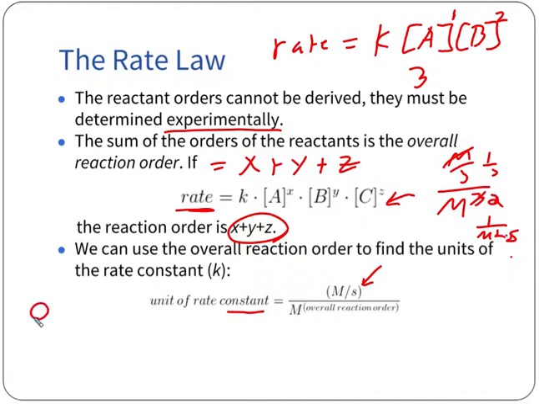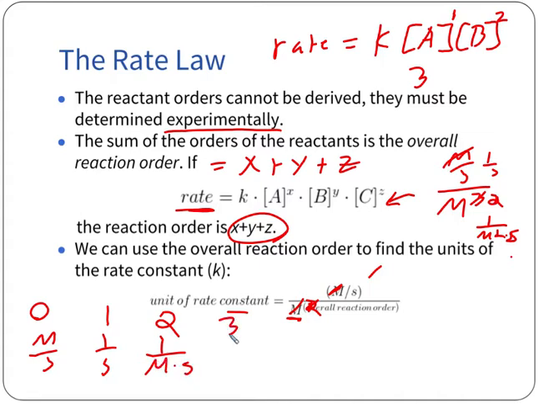So if we had a reaction order of 0, this would just be molar per second over M to the 0 power. That's just 1, so it's just going to be molar per second. If the reaction order was 1, then it would end up being molar per second over M to the first power, in which case the M's would just cancel, and so it would just be 1 over seconds. If the reaction order was 2, then it would be this over molar squared. The mole would cancel out the 2 and leave just 1 molar on the bottom. So it would be 1 over molar times second.